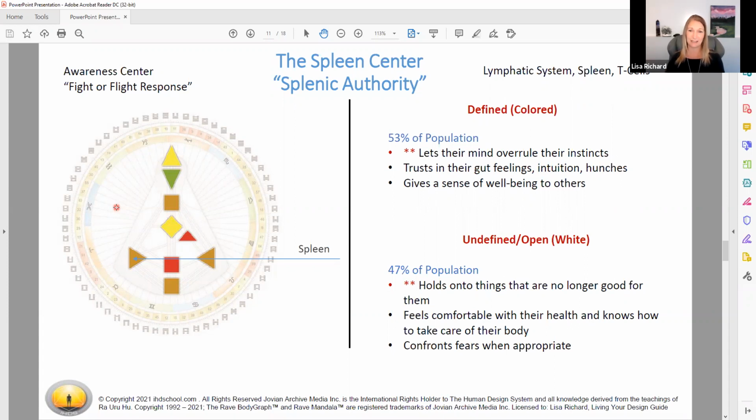Now, for those of us who are open, you're white in that center, it's very important to know that that area holds on to things like nothing else. It can be deeply, deeply possessive. So this is where we get situations of holding on to jobs that are not good for us, staying with people who are not good for us, staying in environments that are not good for us. And what is happening at an energetic level is that is the center of fear.